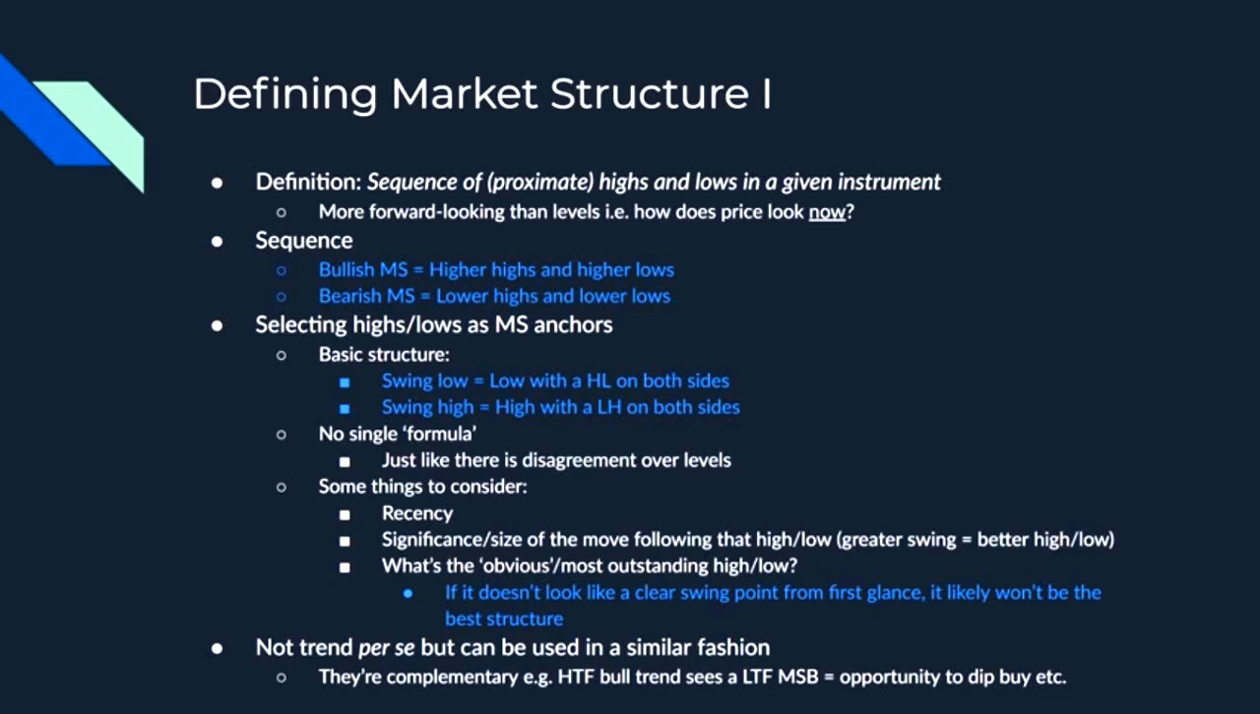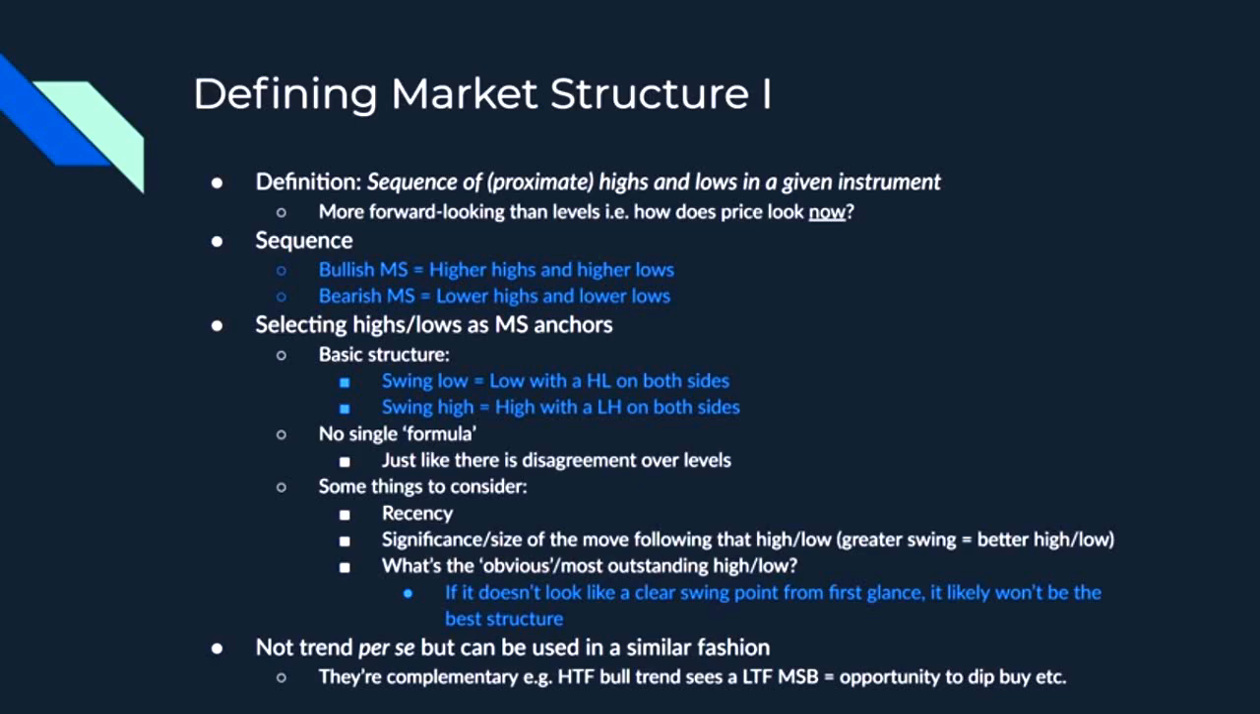There's no single formula, in my opinion, for choosing which highs and lows are valid for market structure. There are a number of factors to consider when it comes to arriving at the decision of what's a valid swing high or low to choose. Here are some you might want to consider. Recency is important. Significance and size of the move following that high or low is important. Again, revisiting the principle of greater clarity leading to better outcomes. If you have a bigger, more significant swing away from the level, it's probably going to be more significant and meaningful generally for your trading as well.